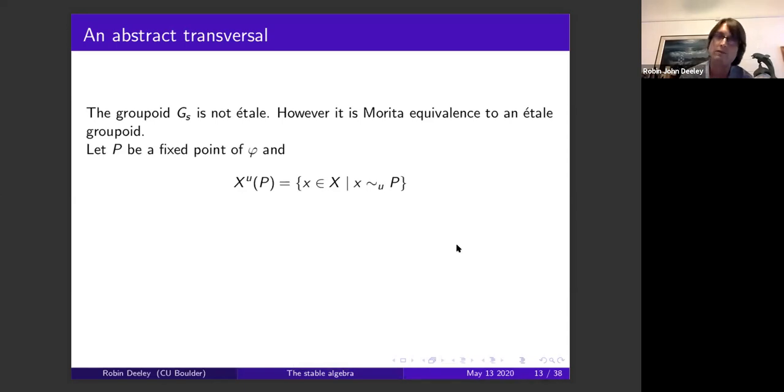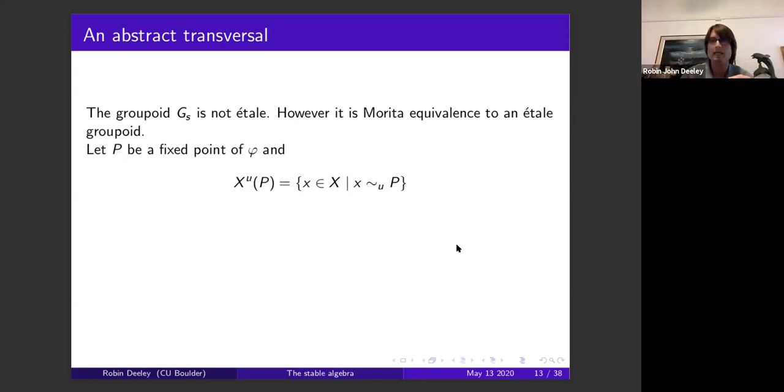Well, we're going to take a fixed point of phi. Again, we want to think about this specific example of the 2 solenoid where it's just 1, 1, 1, 1, etc. And we're going to look at points that are unstably equivalent to that one point, right? What that's going to do is shrink our space quite a lot that we're looking at for the equivalence relation of stable equivalence. And that's going to allow this groupoid to be étale. Now I'm playing a little fast and loose with the topology on X^u,p, but let's take a moment and think about what it is. If you think about the Kronecker foliation on the torus, for example, you've got this line winding around, right? And you want to think of it being a line.